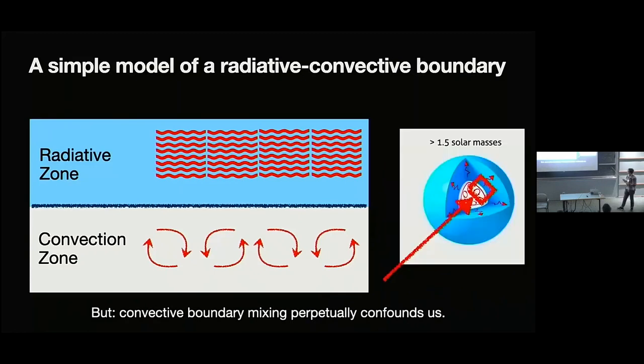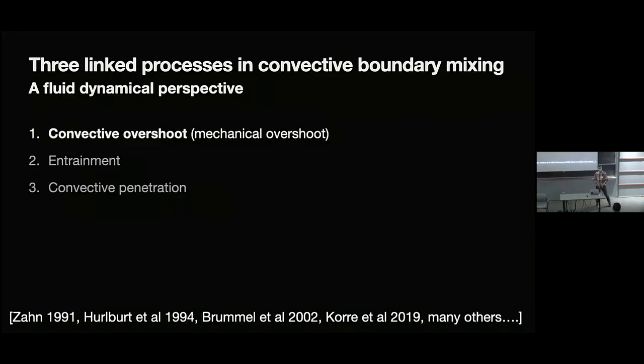So if it helps, you can think of this as a small cutout on the edge of a massive star. The blue fluid up here is some sort of stable fluid. The white stuff down here is the convective core. This is like a stellar context, but it's a box. Okay, so I'm going to talk from a fluid dynamical perspective about 3 specific processes that actually happen in convection. They're all linked together to get to this convective penetration thing I want to talk about.